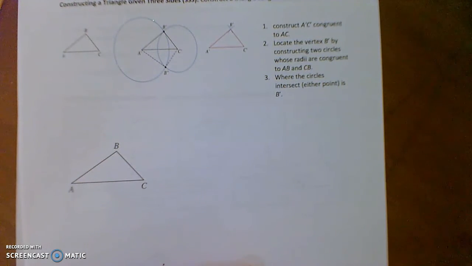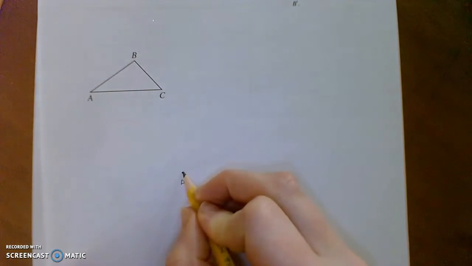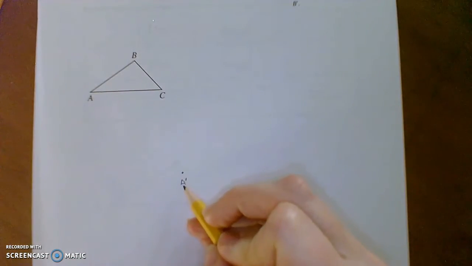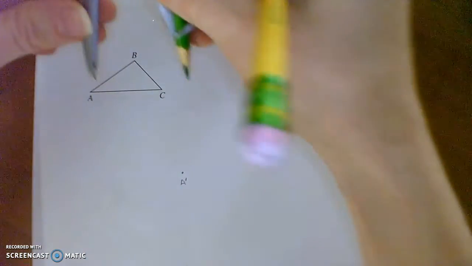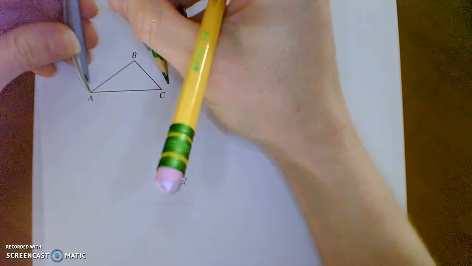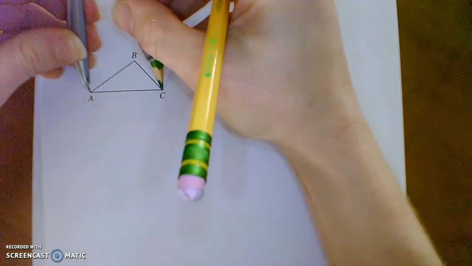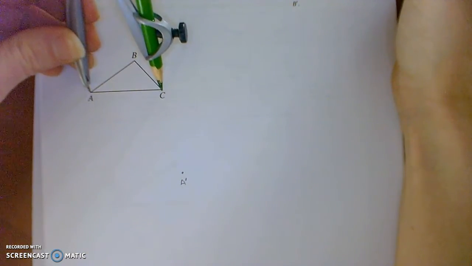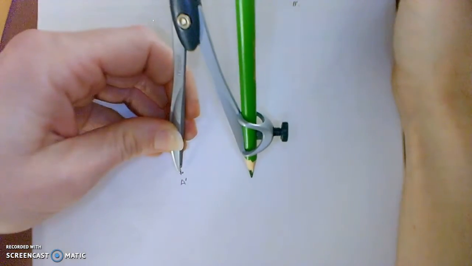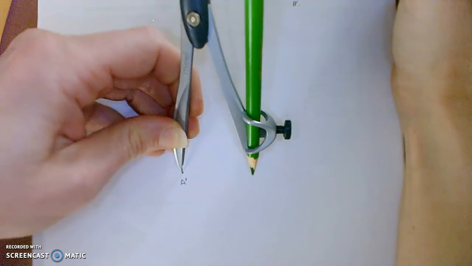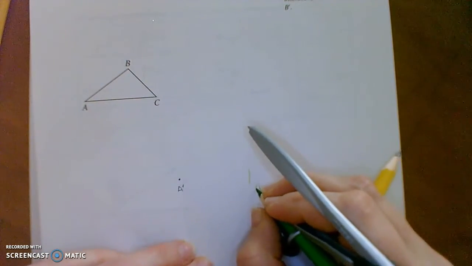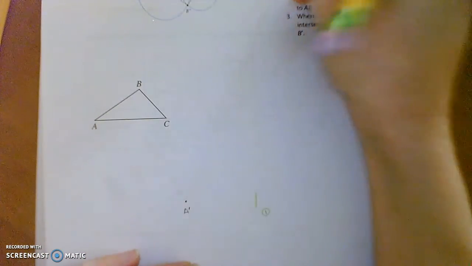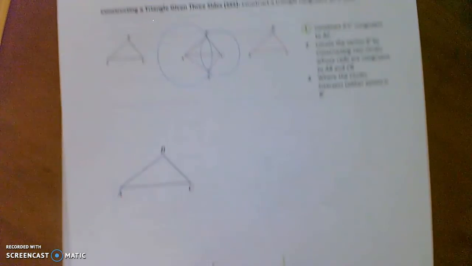I'll start by just setting a point and calling it A prime. And now I'll take my compass and I'll set it to the length of the segment AC. Now that I have that length set, I will translate that over here, draw a little marking. So I'll call this step 1 here. I'm going to circle that with green so you can see.